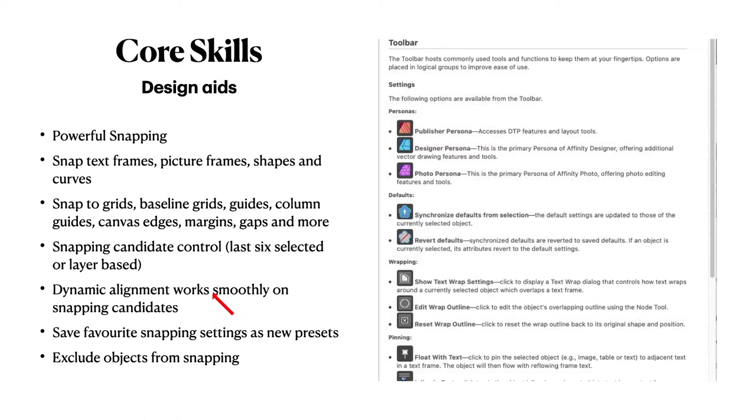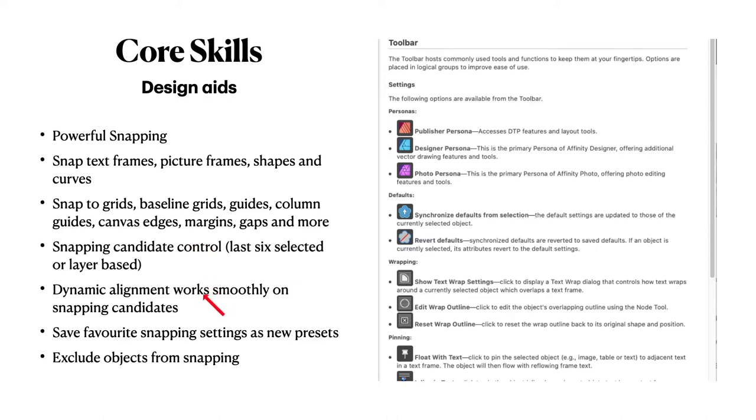Now, design aids in core skills. We're still in core skills. Snapping to frames, snap to text frames, picture frames, shapes and curves, snap to grids. That means, if you're not aware of it, if you've got an image, for example, you're trying to put in place really accurately in a frame, snapping to the frame means as soon as it gets close to the edge of the frame, the image will snap to it and align itself perfectly on that frame.